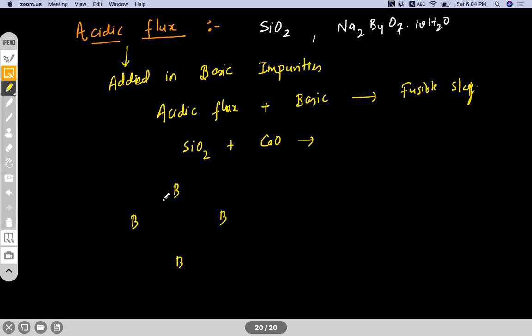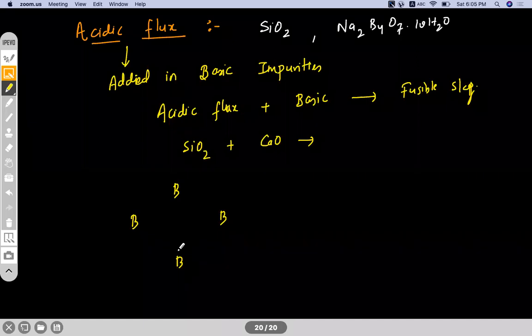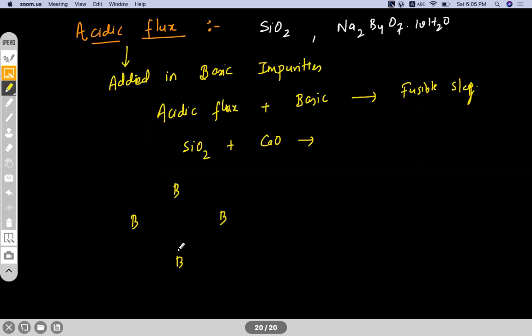B4O7 we have, no? So we have 1, 2, 3, 4, 5, 6. Just a second, let me check the structure. 1, 2, 3, 4, 5 BOB, 6. The seventh oxygen, where will it go? We have 6 BOB, no? Sir, I'm not 100% sure that there are 2 central BOBs. I think it's four sideways BOB, one center BOB, and on the other side of the boron you'll get OH, maybe.